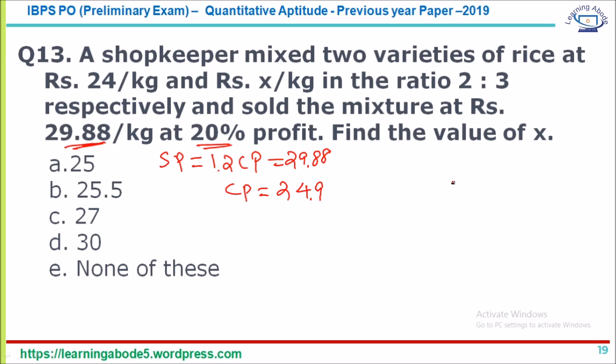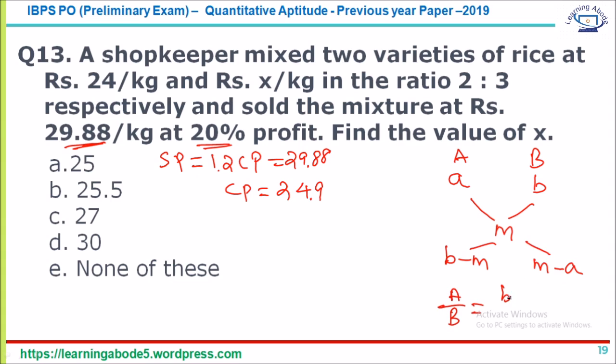Now we all know the allegation method. What is the allegation method? Suppose there are two items A and B, let's say the value of A is small a and B is small b, and when you mix them you get the mixture M. You take the difference between M and B, and write it here. You write the difference between A and M on this side. Now when you want the ratio in which the two items are mixed, it is given by b minus m by m minus a. Now we can use the same thing here.